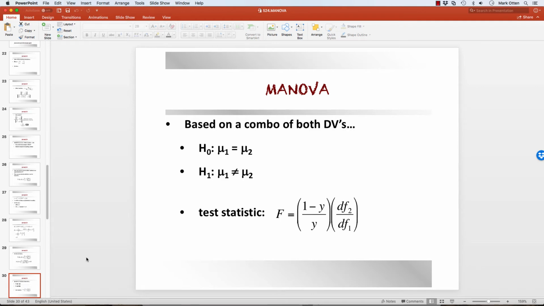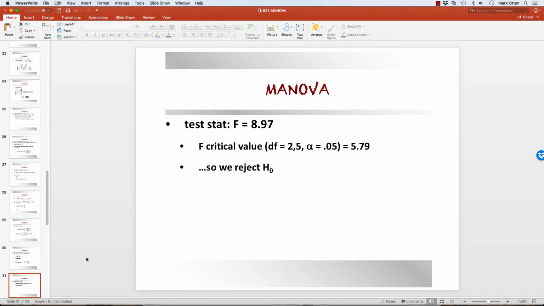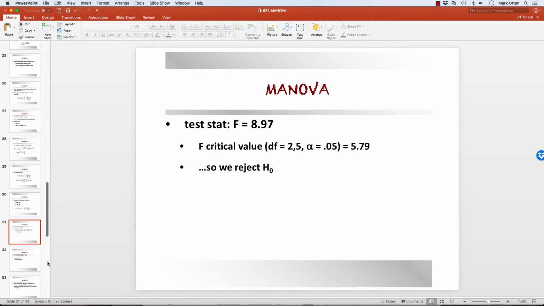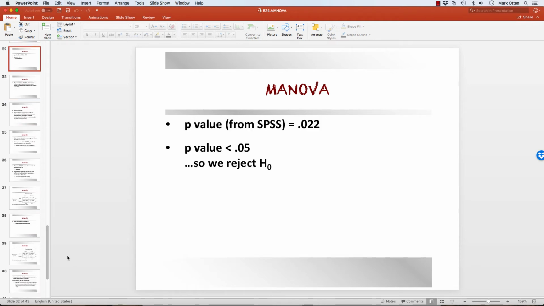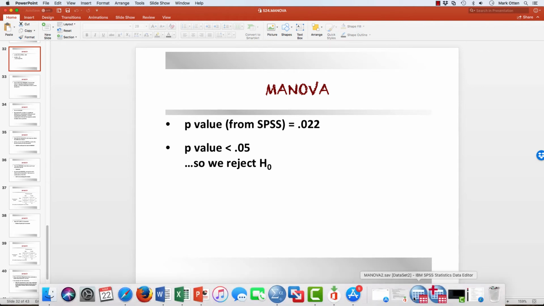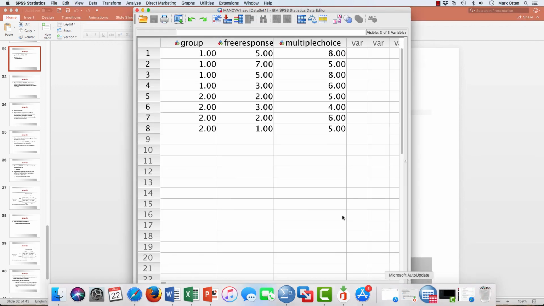All right, so based on that combo of DVs, we restate our hypotheses here. Test statistic came out to 8.97, greater than 5.79. All right, we rejected our null hypothesis, and I'm going to go ahead and show this to you in SPSS as well, because we're going to get a p-value of 0.022. We can reject the null hypothesis and complete our Manova. All right, so let's look at this in SPSS.